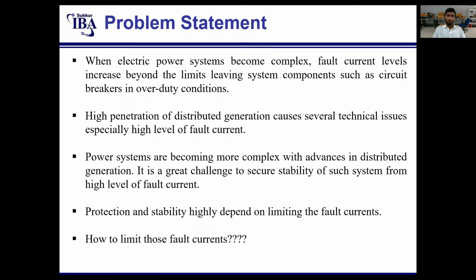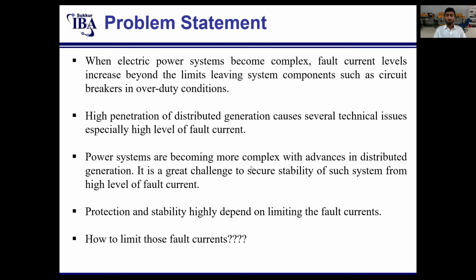So the problem is, when the electric power system becomes more complex, the fault current level increases beyond the limits, leaving system components such as circuit breakers or relays in overduty condition or in faulty condition. High penetration of DGs causes several technical issues, in which the most important is high level of fault current. Power systems are becoming more complex with advances in distributed generation.